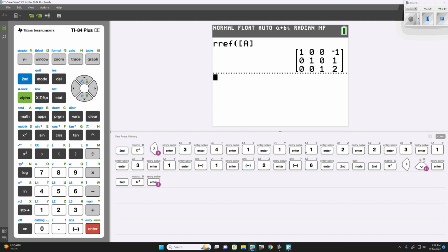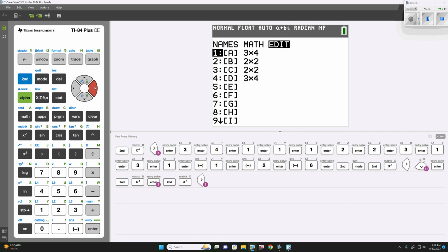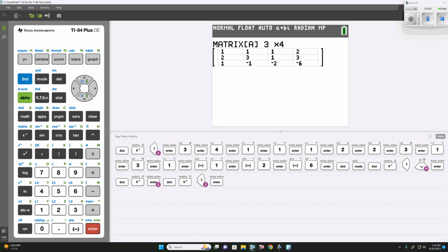All right, we're going to grab the graphing calculator. The first thing we need to do is put this matrix in. So we can go second, matrix, and over to edit, and hit enter. Since we only are dealing with one matrix at a time, we can just always put it in A. So we're saying still 3 by 4.